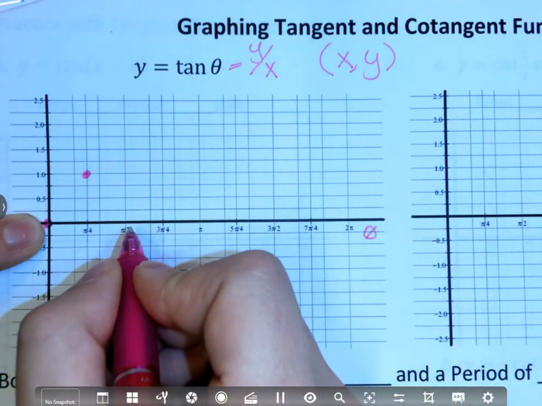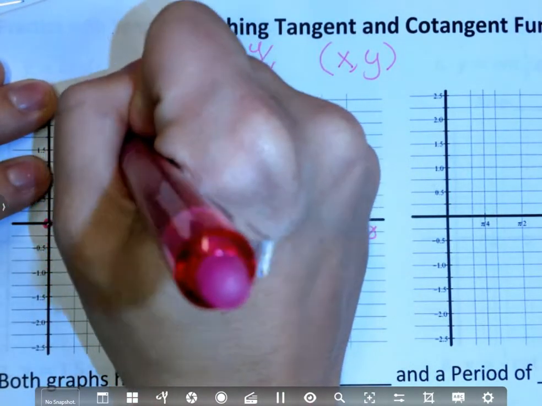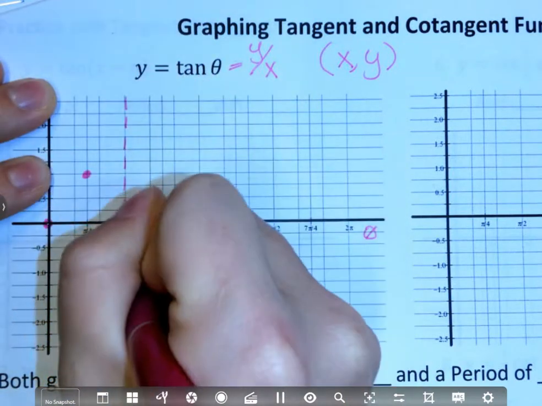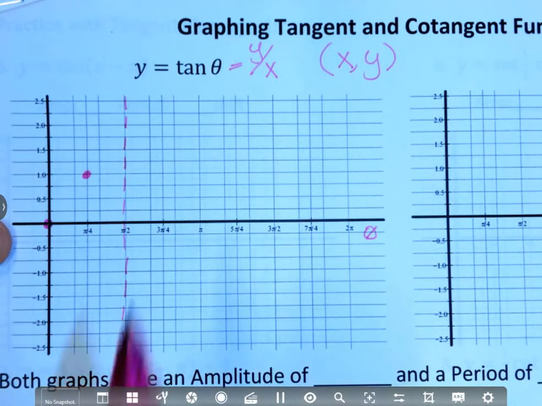What is the tangent of pi over 2? Undefined. Guess what goes here? Vertical asymptote. Boom shakalaka. I had a lot of orange juice this morning. I'm in a great mood.